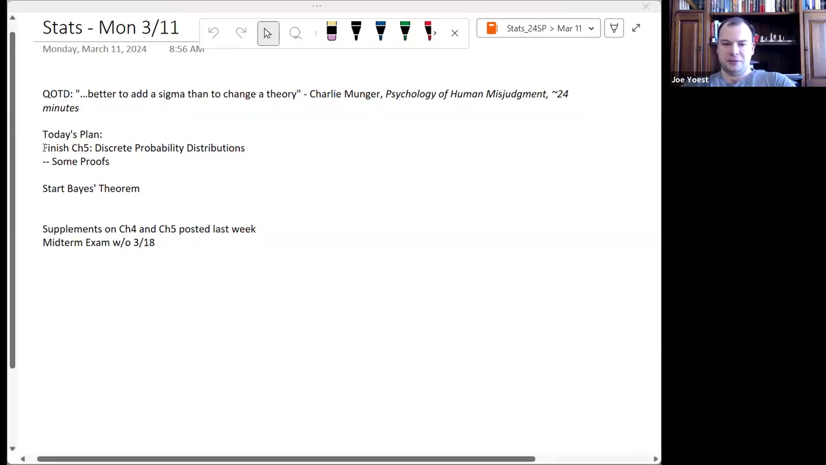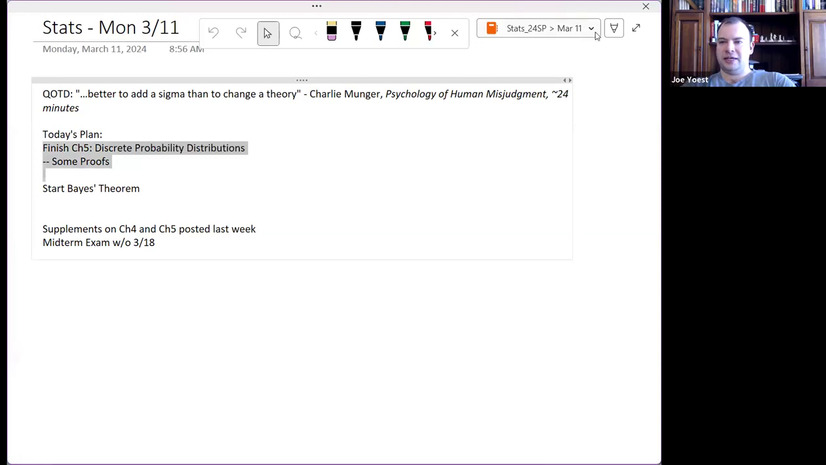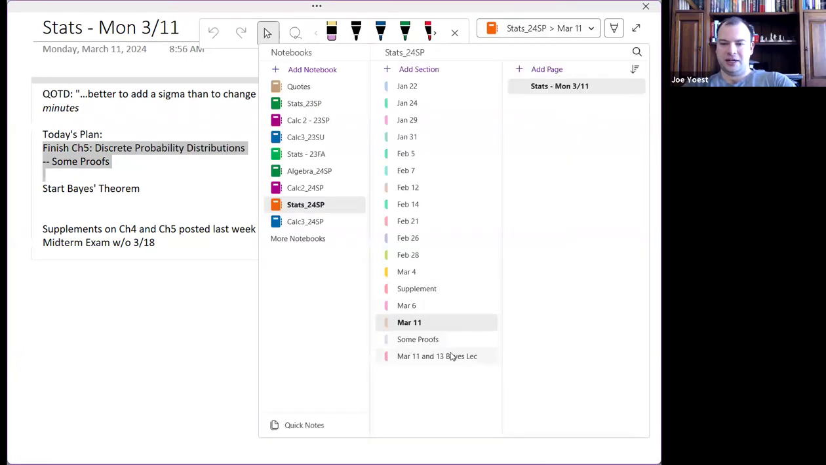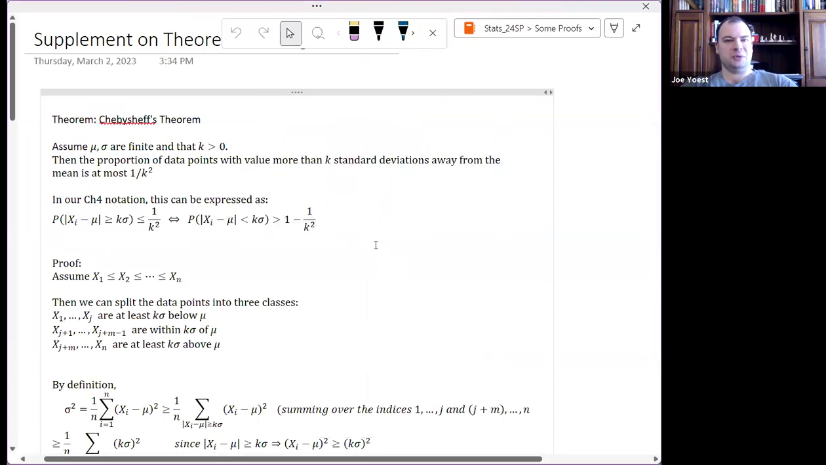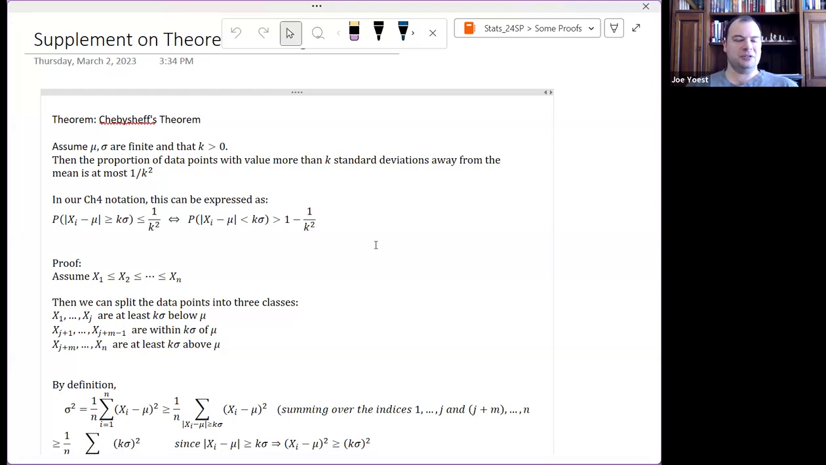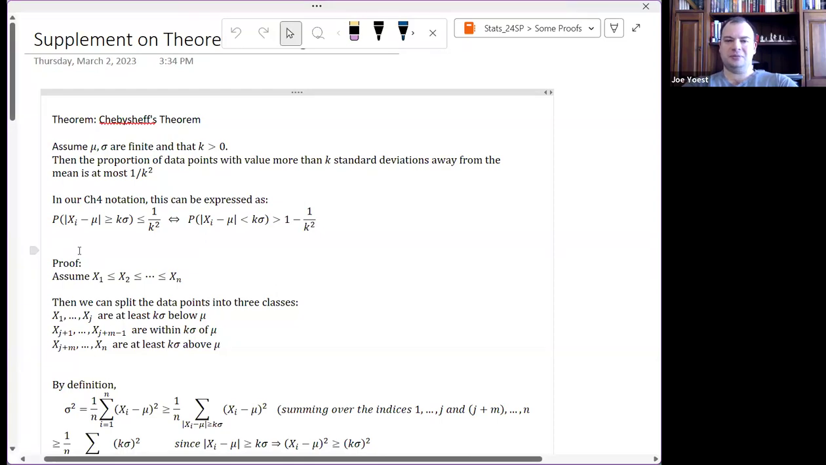Okay, so first thing we're going to look at is some proofs that we've delayed until now. And the main reason we delayed these proofs was we wanted to have some additional notation, some syntax, some ideas from chapters 4 and 5 that we can use to make these proofs a little easier to write down.